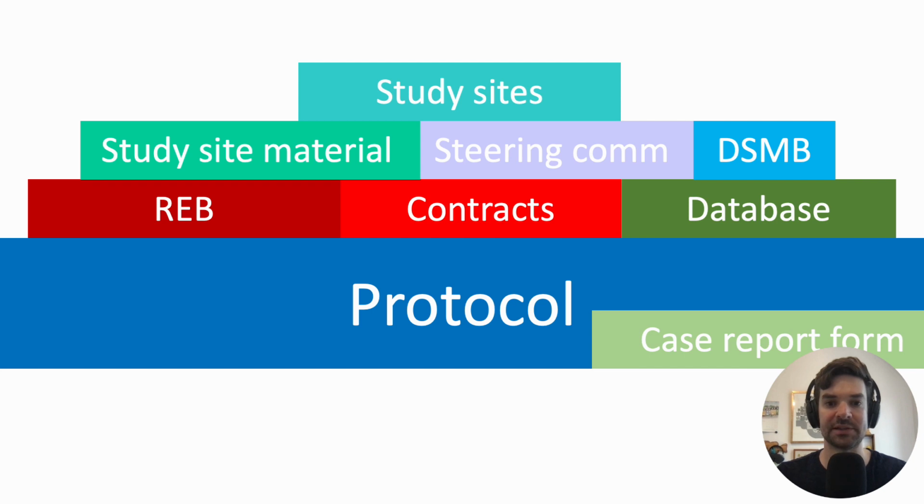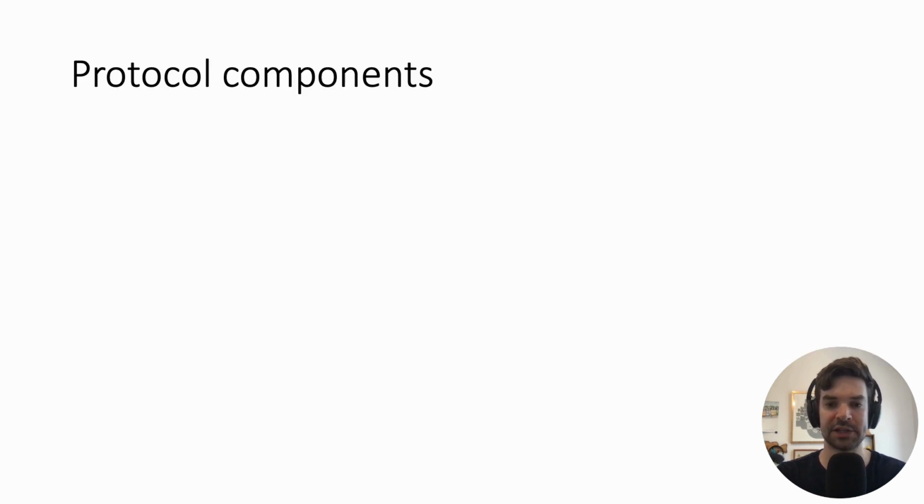And after these pieces are in place, of course, you need lots of study sites, whether it's hospitals or clinics, depending on the study that you're running. So let's go into a bit more detail about the protocol itself. And there's multiple sections to it. The background describing sort of why this trial is being done and what the current level of evidence is for the treatments maybe that you're studying or that have been used in the past.